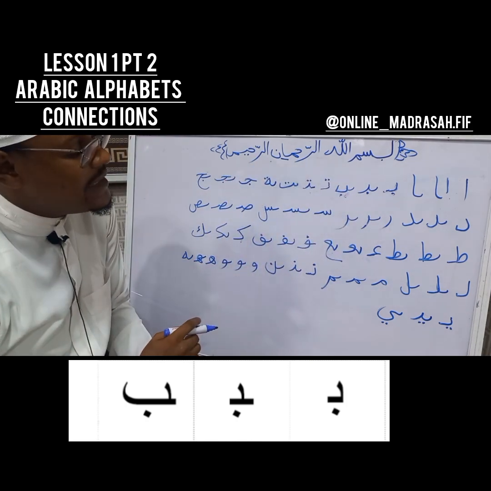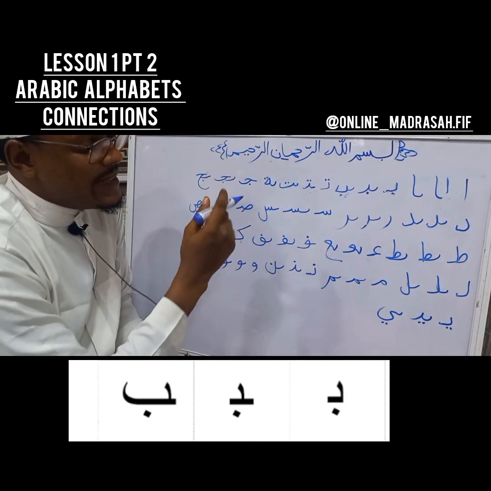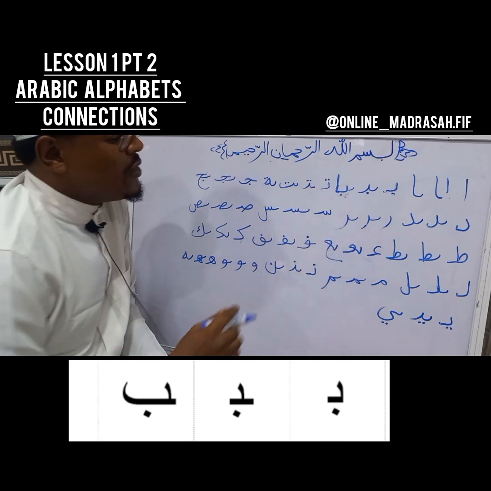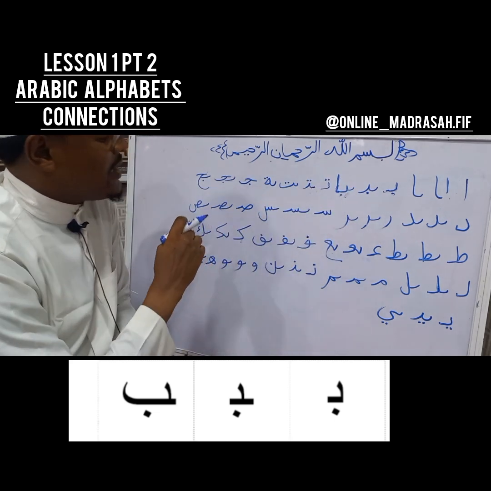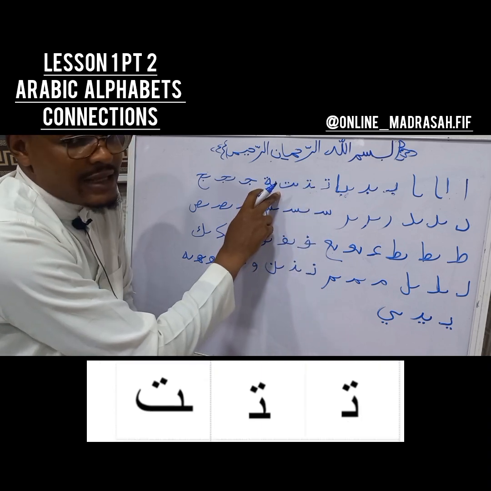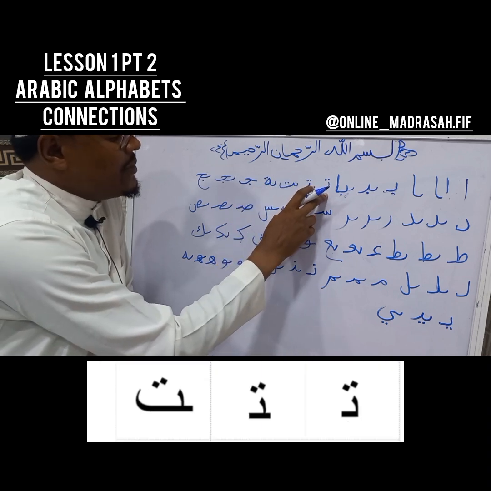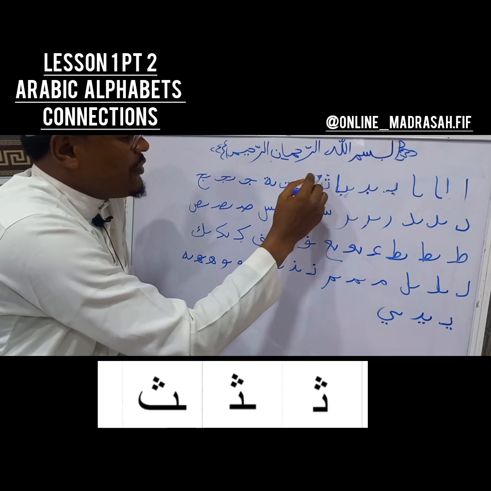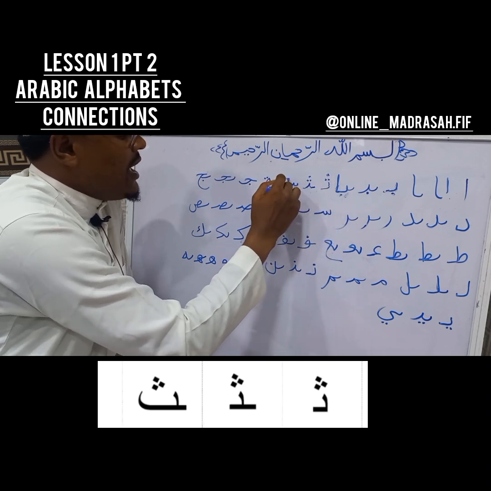And if it is with Maddu at the end, it will have it as this. That Alif Maddu at the end. This is how it looks like. Same thing as Ta in the beginning, in the middle, and in the end. Same thing as Tha. So if you add a dot now, it makes it Tha.